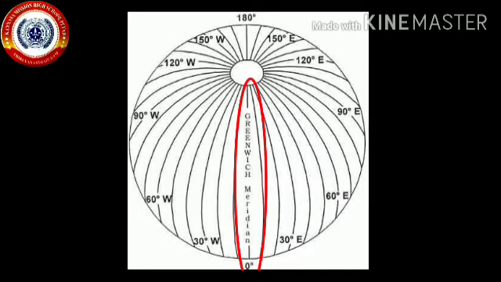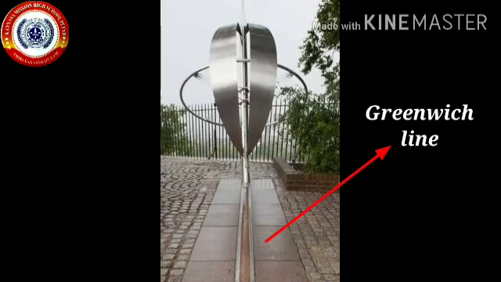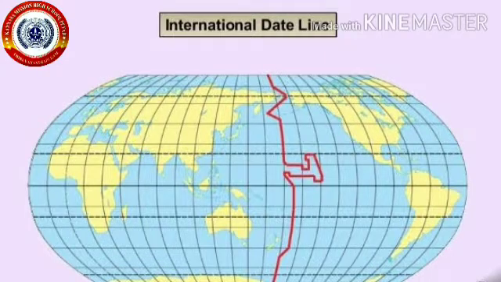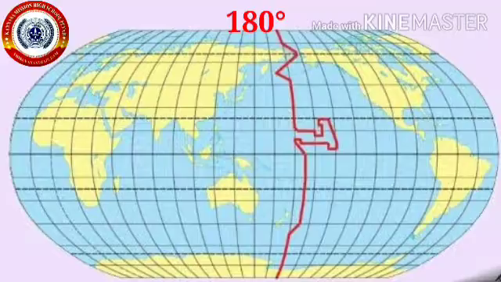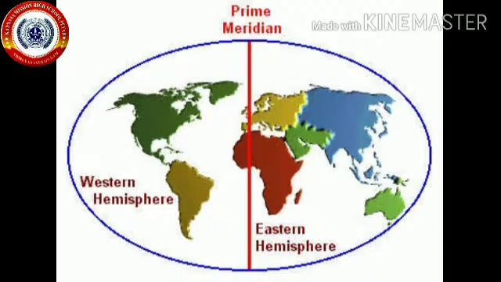0 degree longitude is known as the prime meridian or Greenwich line. This line passes through Greenwich, a place near London. That's why it got that name. The line seen opposite to it is called the International Date Line. This is 180 degree longitude. Based on these two lines, that is the Greenwich line and the International Date Line, the Earth is divided into two hemispheres. The one on the eastern side of the Greenwich on the globe is known as the eastern hemisphere, and on the western side is known as the western hemisphere.